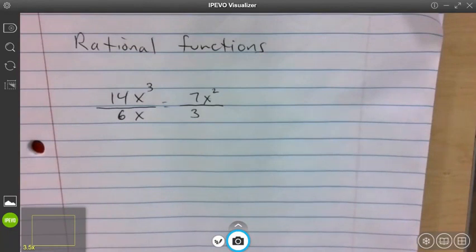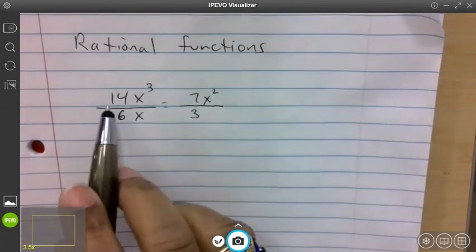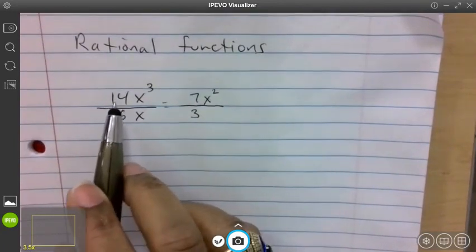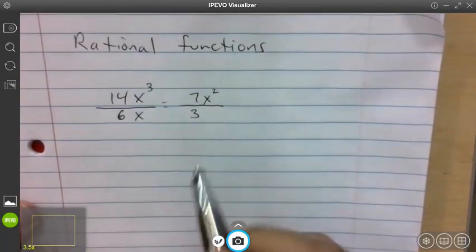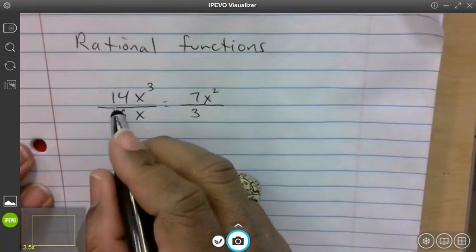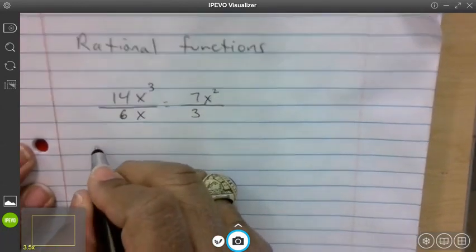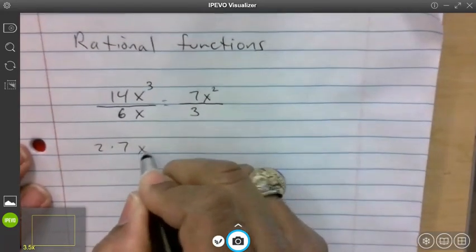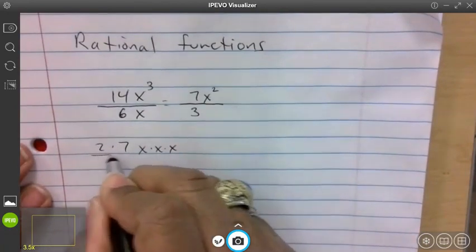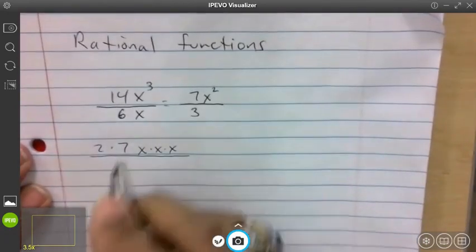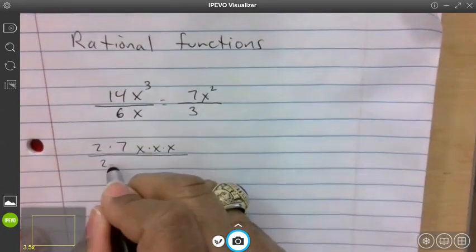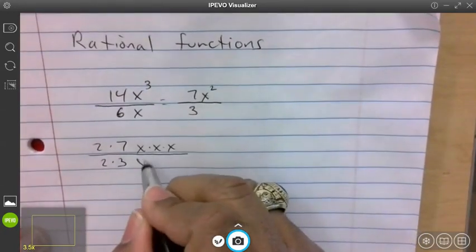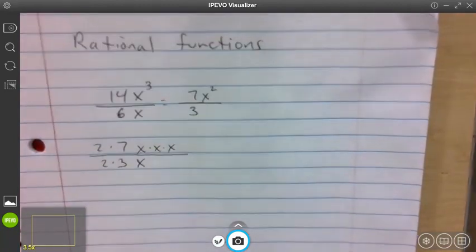I'm going to show you the long way, because if you see it the long way, you can also see how we can do it when we move on. So I'm going to rewrite this whole problem and write it out as numbers that multiply to give me the 14. So it'd be 2 times 7, and my x to the third is going to be x times x times x. For 6, that gives me 2 times 3, and then I just have an x. So all I did was write it out the long way.